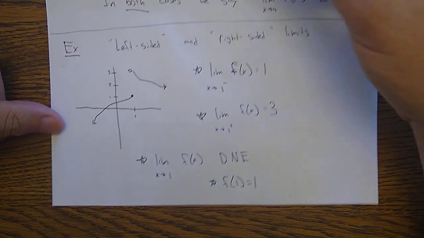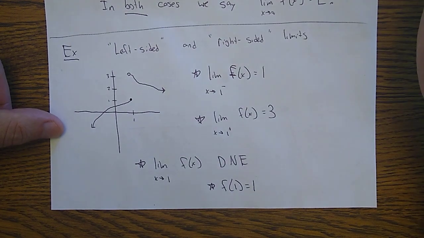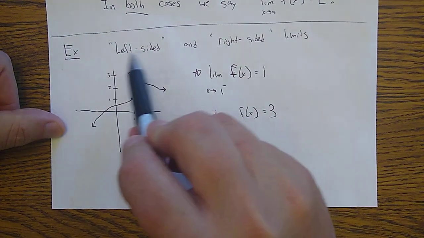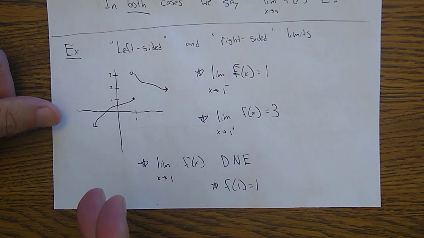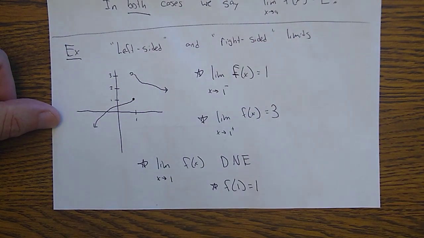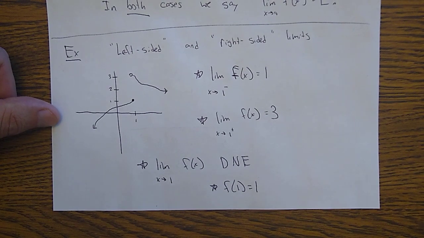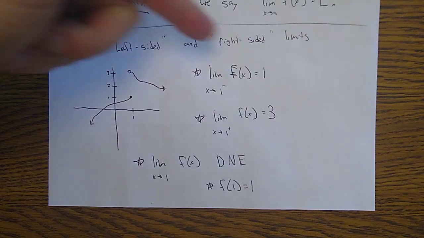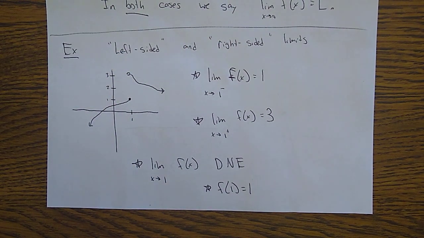In contrast, when we talk about left-sided limits and right-sided limits, for left-sided limits we only consider x a little bit smaller than a, and for right-sided limits we only consider values of x that are a little bit bigger than a. So x is still close to a, but this is now specifying which side of a it's on, whether it's smaller or bigger.